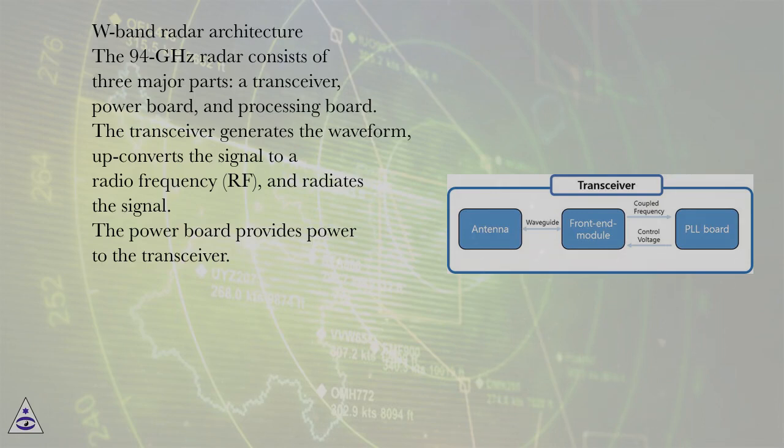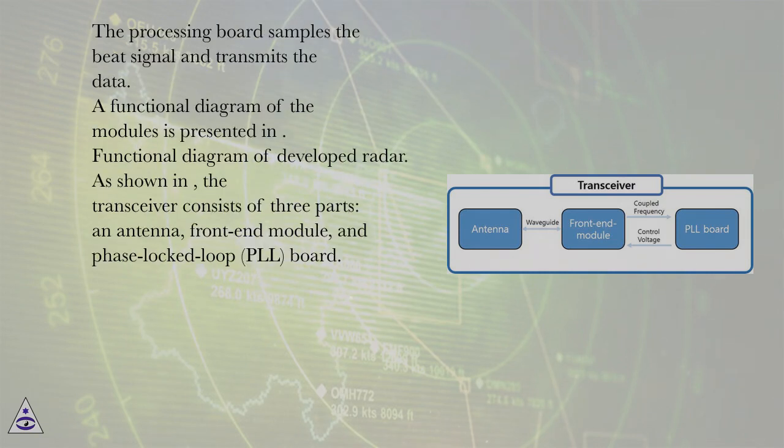W-band radar architecture. The 94 GHz radar consists of three major parts: a transceiver, power board, and processing board. The transceiver generates the waveform, converts the signal to a radio frequency, RF, and radiates the signal. The power board provides power to the transceiver. The processing board samples the beat signal and transmits the data. A functional diagram of the modules is presented in Functional diagram of developed radar.